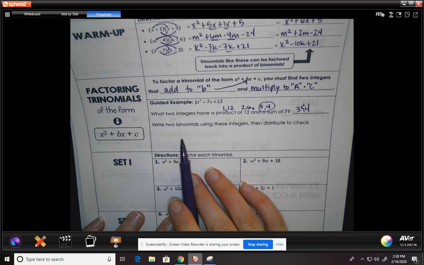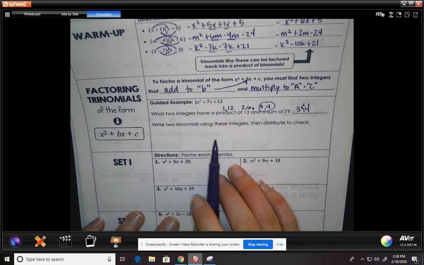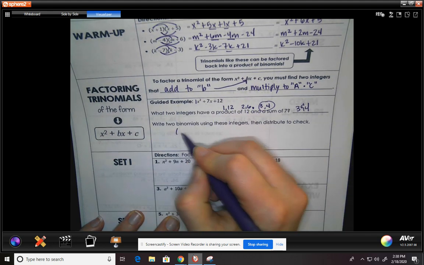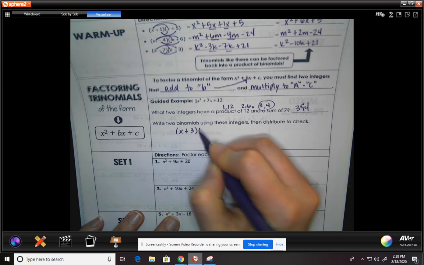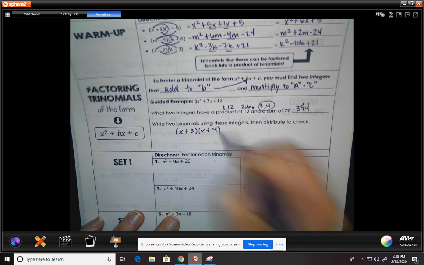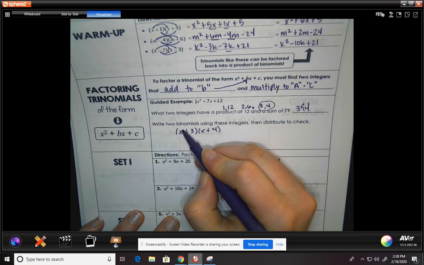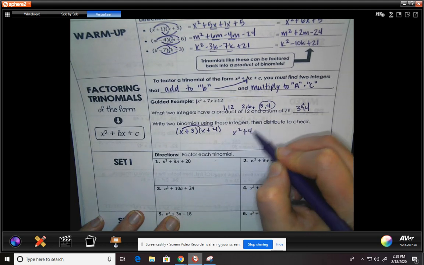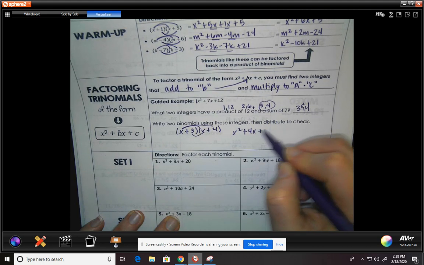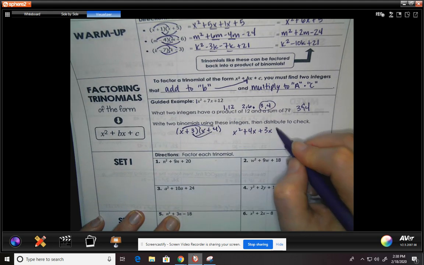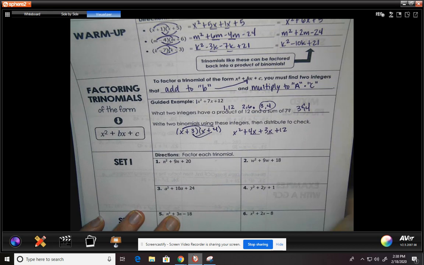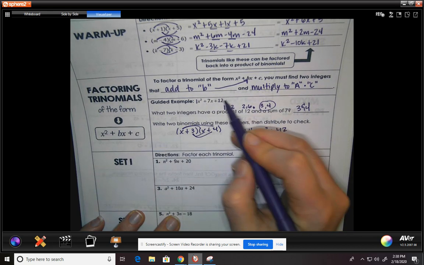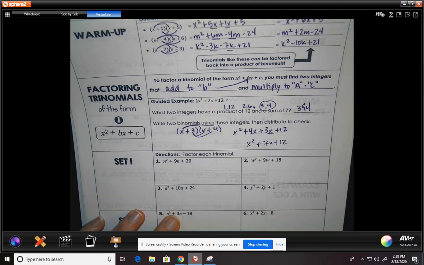You're going to write 2 binomials using these integers and then distribute to check. Since I used those integers, I just take my letters, x plus 3 and x plus 4, because those were the 2 numbers I got. Now we're going to check it. X times x is x squared. X times 4 is 4x. 3 times x is 3x. And 3 times 4 is 12. When I combine these, I get x squared plus 7x plus 12, which is back to my original problem.